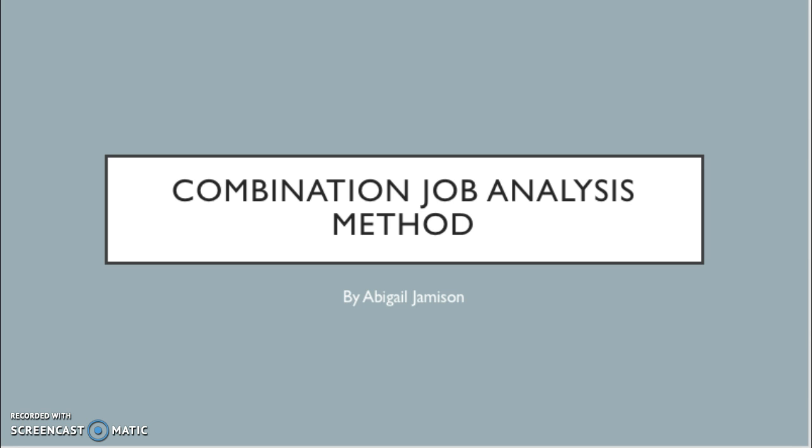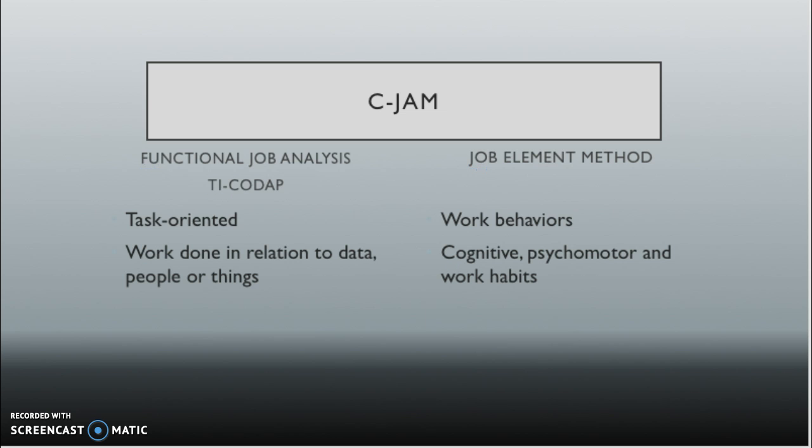CJAM borrows from functional job analysis and TI-CODAP, both of which are task-based methods. It also borrows from the job element method, which tells us what human attributes are needed to perform job-related tasks well. It focuses on the tasks and KSAOs: knowledge, skills, abilities, and the O's, other characteristics necessary to perform the job. CJAM is primarily used for personnel selection and training, as it focuses heavily on the necessary requirements to perform a job well. CJAM is created by the analyst.